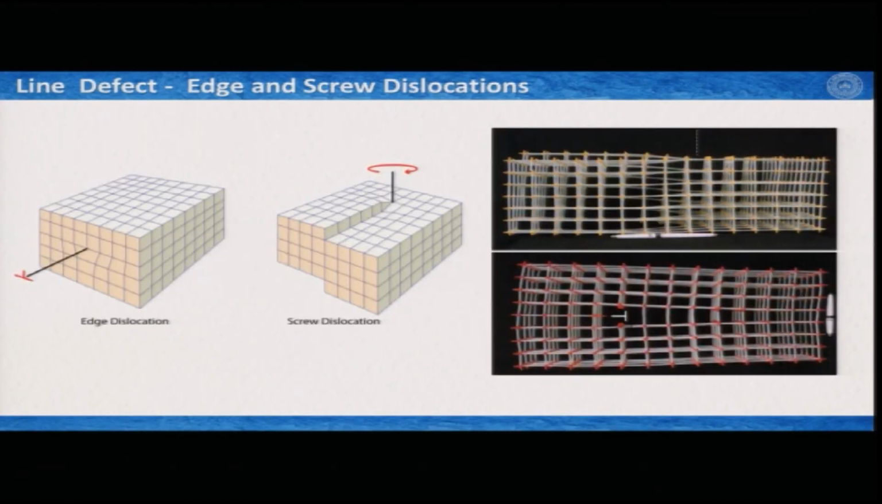Now, this is how they look if we try to draw them. Edge dislocation is something like this, and we know that it is defined with this T, either flipped or straight, whereas screw dislocation looks something like that, where the dislocation is moving in this direction, and here the dislocation is moving in this direction for edge dislocation. Here are two models that you can see. This one is a screw dislocation, and this one is the edge dislocation, where this is the rotation axis and this is the dislocation line.